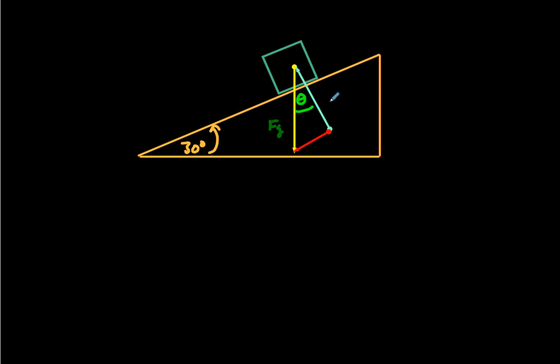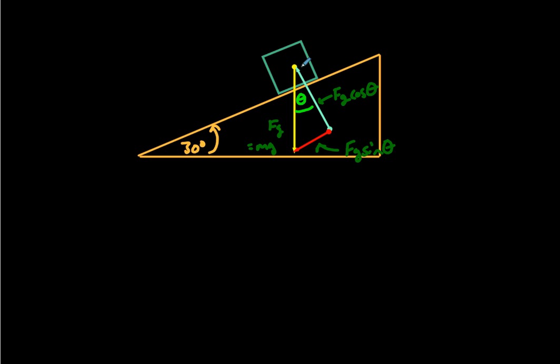So downwards we have force of gravity, which is going to be equal to mg. Here is your normal force. That is going to be equal to Fg, my hypotenuse, times the cosine of my theta value. And then the resultant force, which points down the plane, is going to be found as Fg times the sine of theta. Okay?